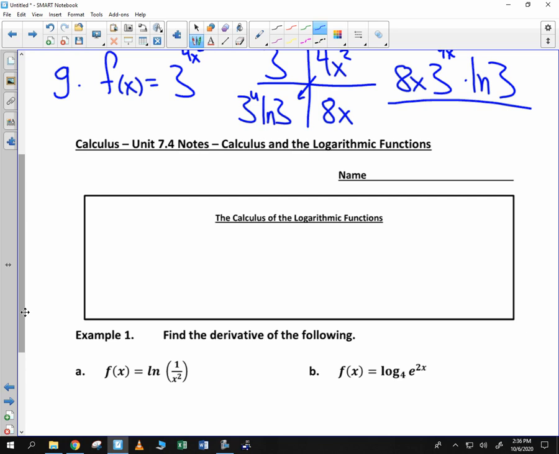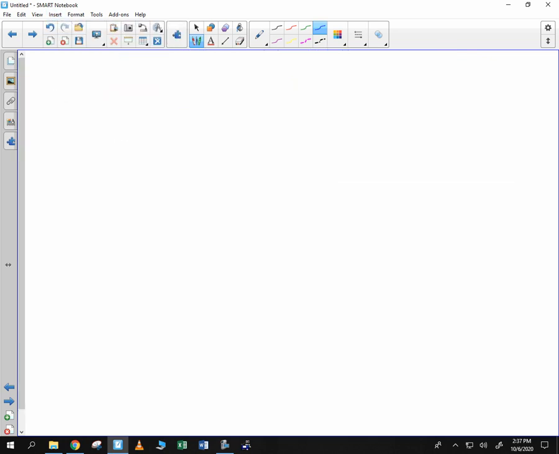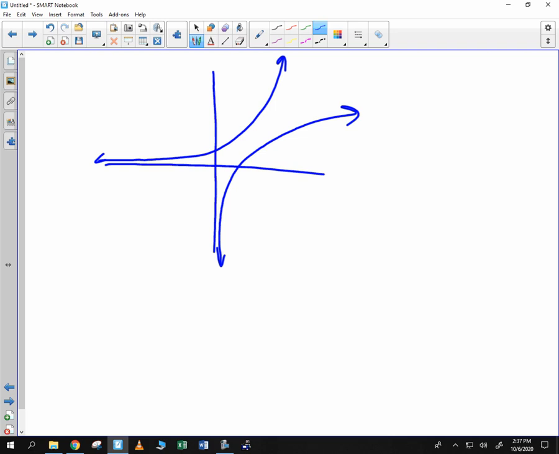So what is a logarithmic function? We talked about an exponential function looking like this. A logarithmic function looks like that. So this is e to the x. This is the natural log of x. If you notice, the one function is the same as the other flipped over the line y is equal to x. That's because they're inverse operations of each other.